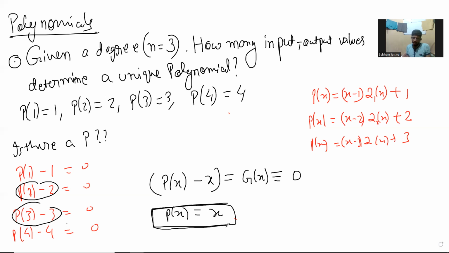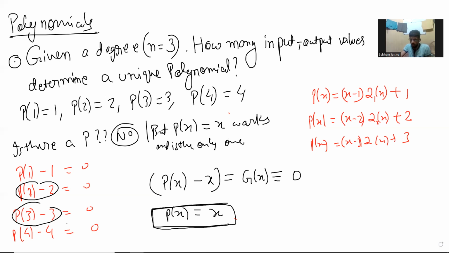Right. So the way it is, we are assuming that p(x) is at most 3 degree, but then we are getting that it cannot be 3, it has to be 1 degree. So strictly speaking, the answer should be no. But there is a polynomial, and it's the most obvious one. p(x) equals x works, and it is the only one. So this is what it is.